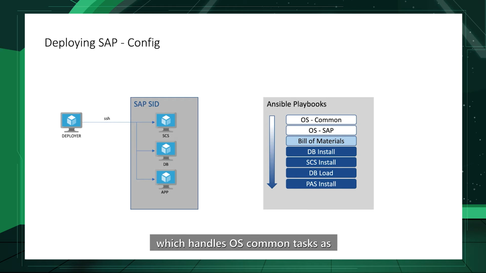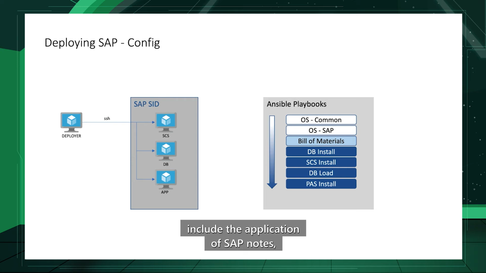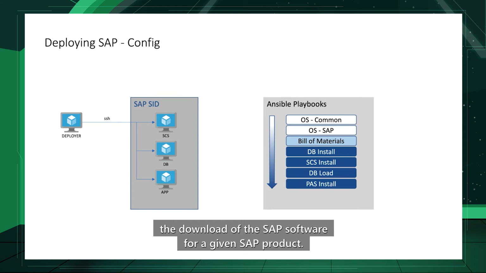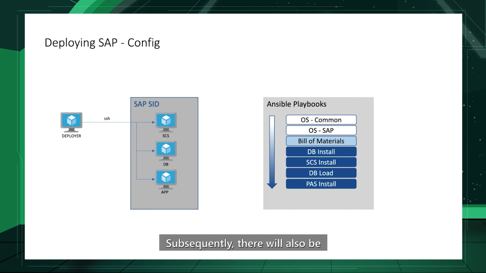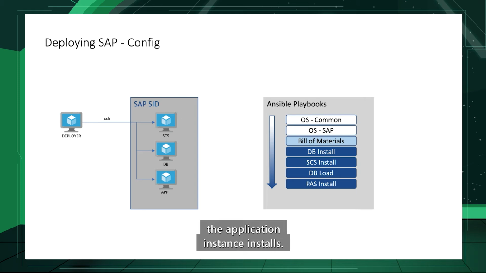There's the OS section, which handles OS common tasks as found in the CIS guidelines. SAP specific OS tasks, which may include the application of SAP notes, logical volume management, volume creation, and file system mounting. Then there is the bill of materials, which handles the download of the SAP software for a given SAP product. We move down into the actual install of the software, which includes the database install, the SCS install, the database load, and the primary application server install. Subsequently, there will also be the application instance installs.